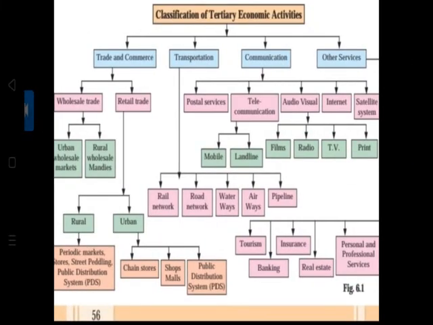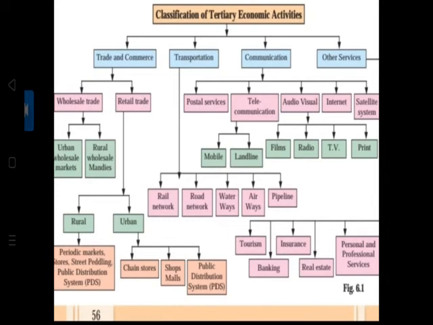Now, look at the classification of the tertiary economic activities: trade and commerce, transportation, communication, and other services. Now, trade and commerce. Trade and commerce is divided into wholesale and retail trade. Wholesalers are the big, huge marketers who sell to retailers. Urban wholesale markets, and then there are rural wholesale markets. Now, the retail market is rural and urban.